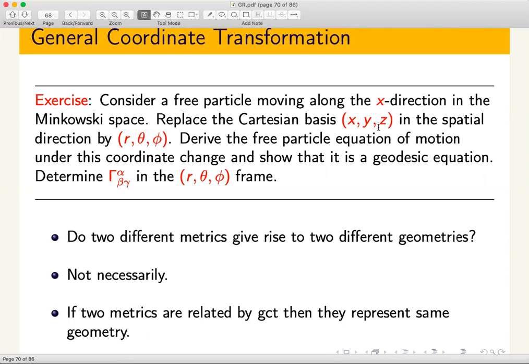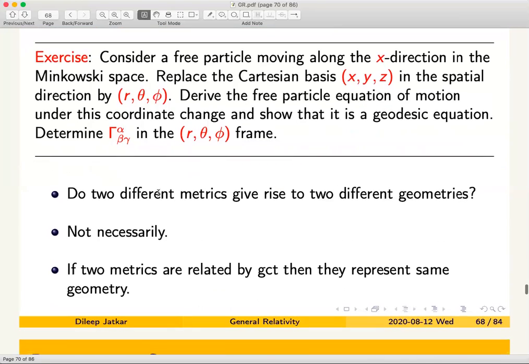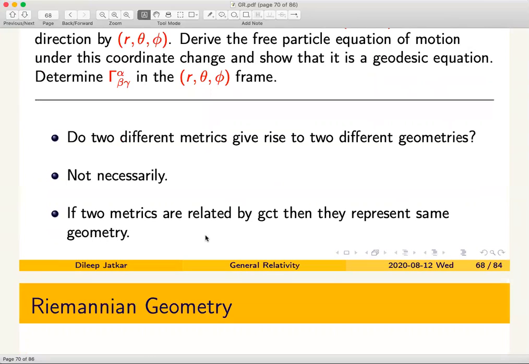But the fact that this transformation did not generate a different geometry does not mean that, if I write down some other coordinate system in another metric, it would not describe a different geometry. So the tentative answer is that two different metrics need not necessarily describe different geometries. They could in certain cases, but they may not in certain cases. We will have to get a better criterion to distinguish metrics by whether they describe the same geometry or not.